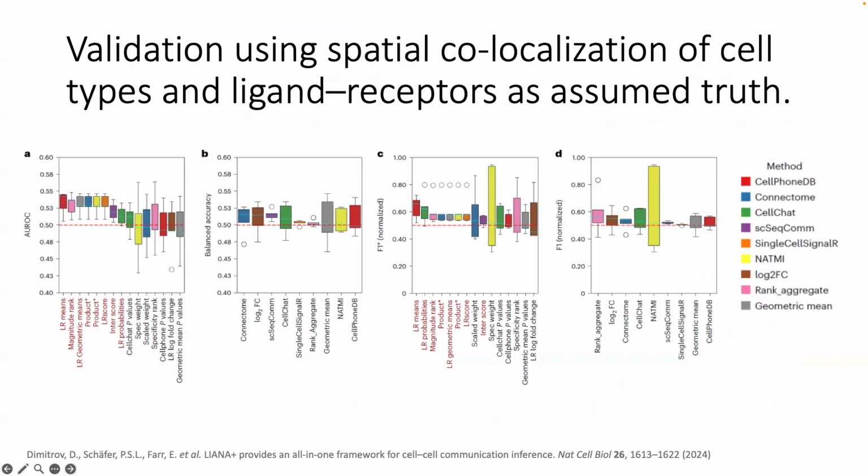This is another comparison. In this Liana Plus paper, they also did a comparison of the output of different cell-cell communication tools, and now they validated them using co-localization, right? They say if a ligand and receptor is co-localized, then we assume it's a proxy for interaction. And also you see that the performances are still low, right? An AUC of 50 is random guessing, right? So you see that many of the tools, some are even doing worse than random guessing. A lot are doing slightly better than random guessing.